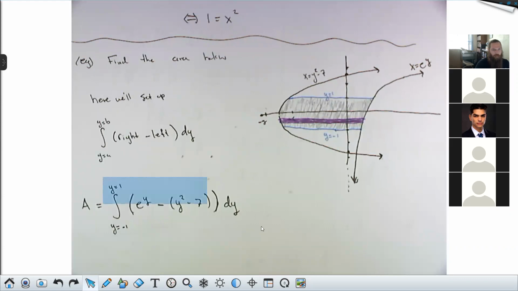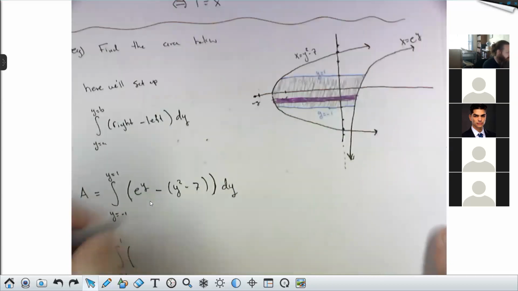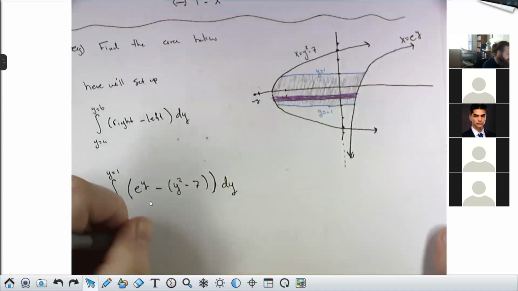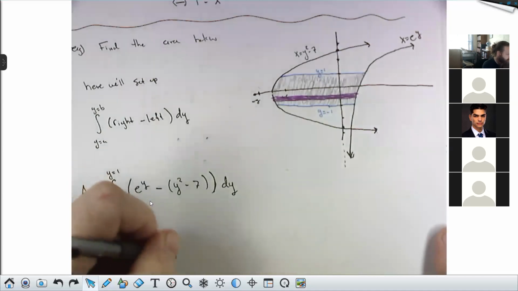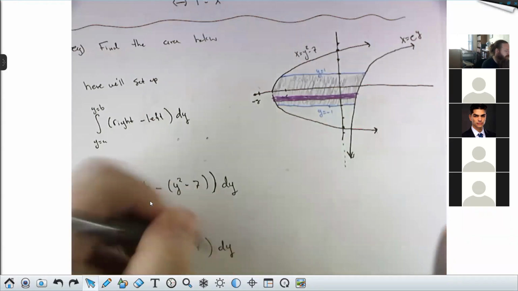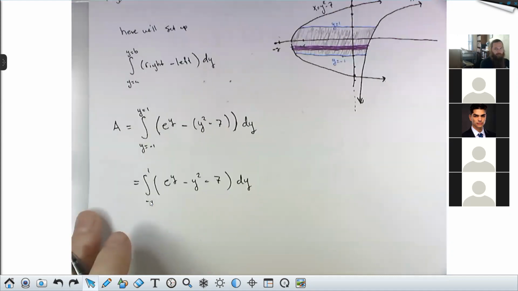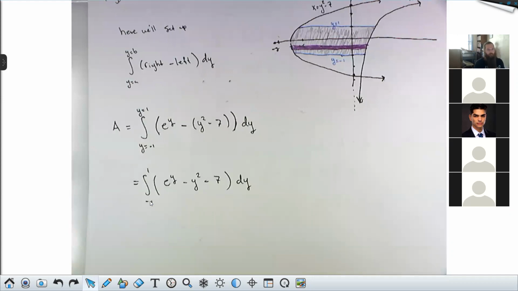All right, so we've got our integral set up. We know our bounds, we know the thing we're integrating, and we know the variable with respect to which we are integrating. That means we're ready to do this. So this is the integral from -1 to 1. I can distribute that negative. This will be e to the y minus y squared minus 7 dy. And antiderivatives here are not terribly hard.